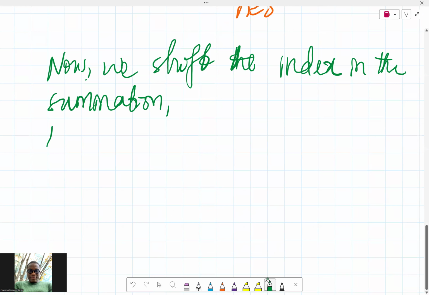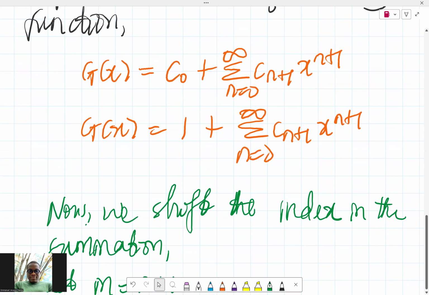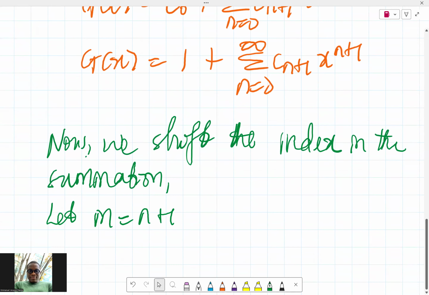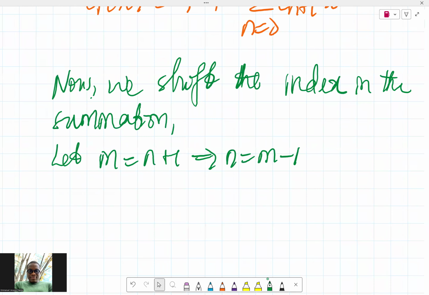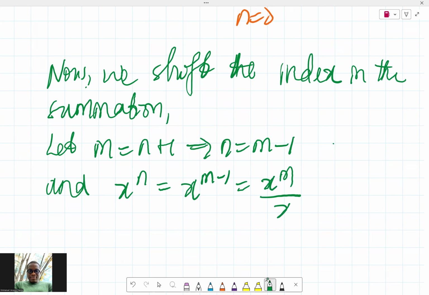In that case, we say let m be equal to n plus 1. So n plus 1 becomes m. Then that implies that n is equal to m minus 1. So anywhere you see n, it can be m minus 1. And now x raised to power n equals x raised to power m minus 1, which is the same thing as x raised to power m all over x.